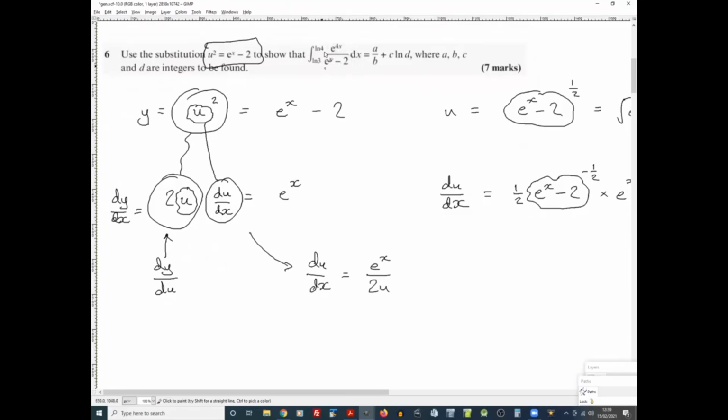Can we see what we're going to substitute for what, mainly? The denominator's easy enough, isn't it? We know that's going to be what? The denominator's going to be e to the x minus, that'll just be u, that'll be u squared. What about the numerator?